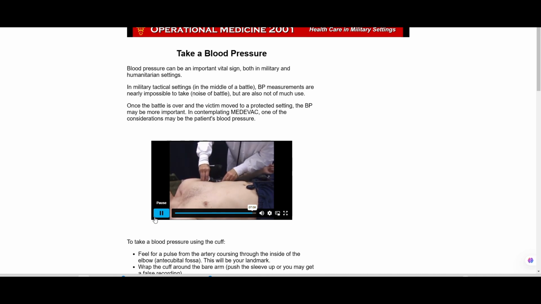Light pressure should be applied when placing the stethoscope over the artery. The cuff should be quickly deflated to 0 once the last measurement is heard. Wait a minimum of 30 seconds before measuring the blood pressure again.